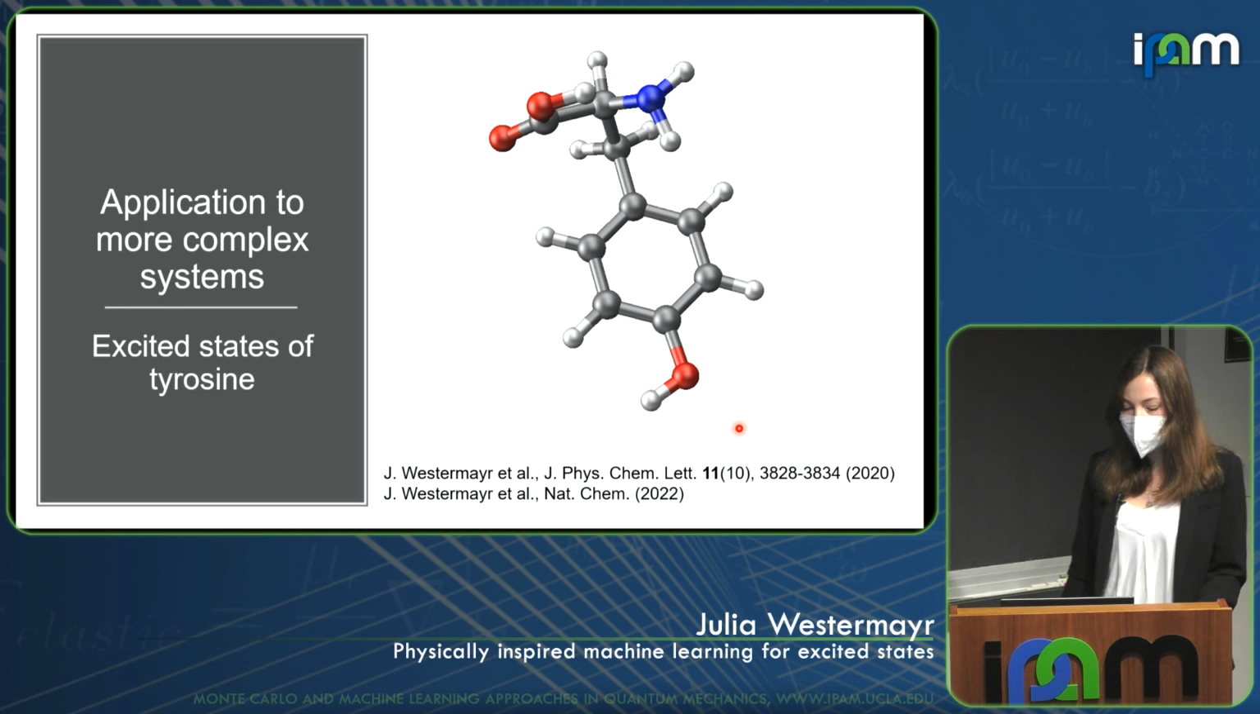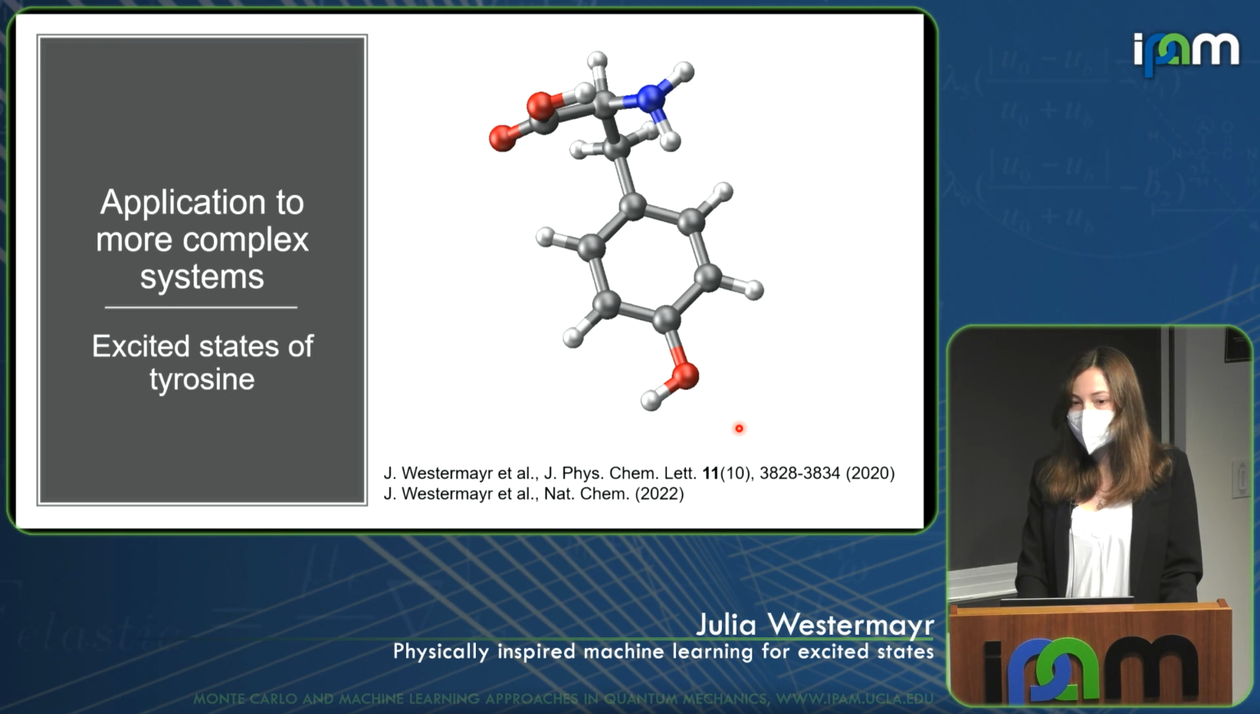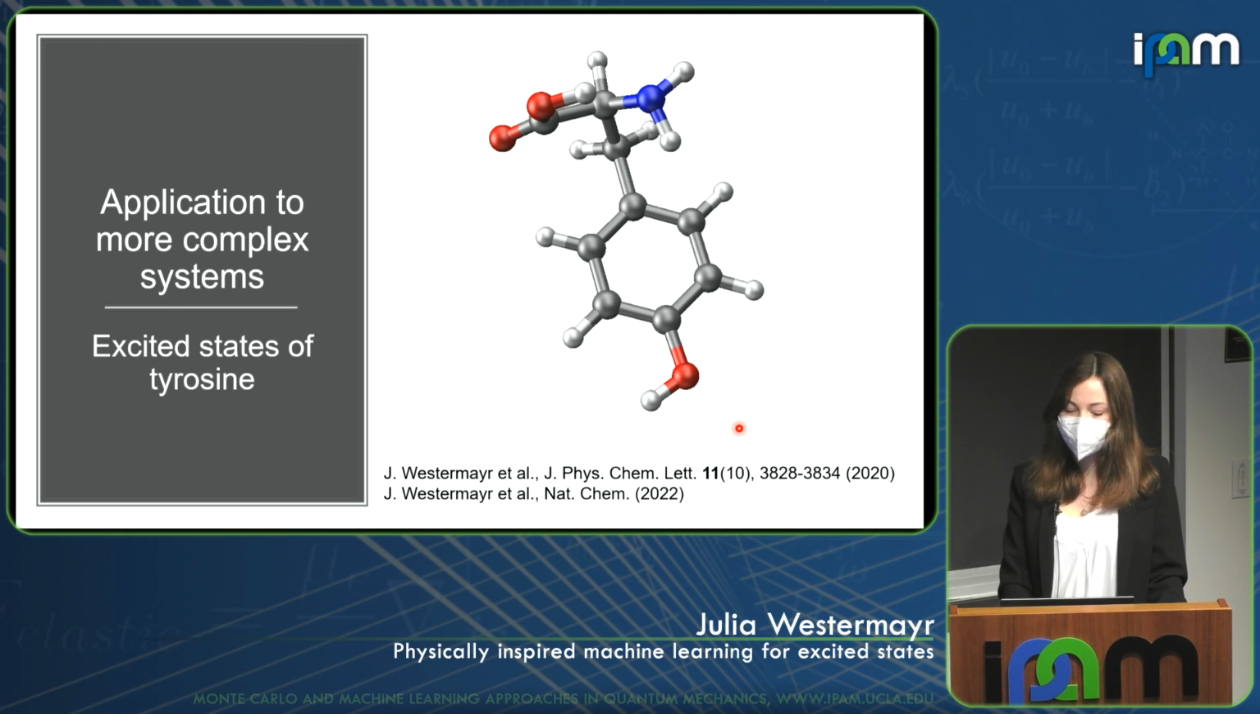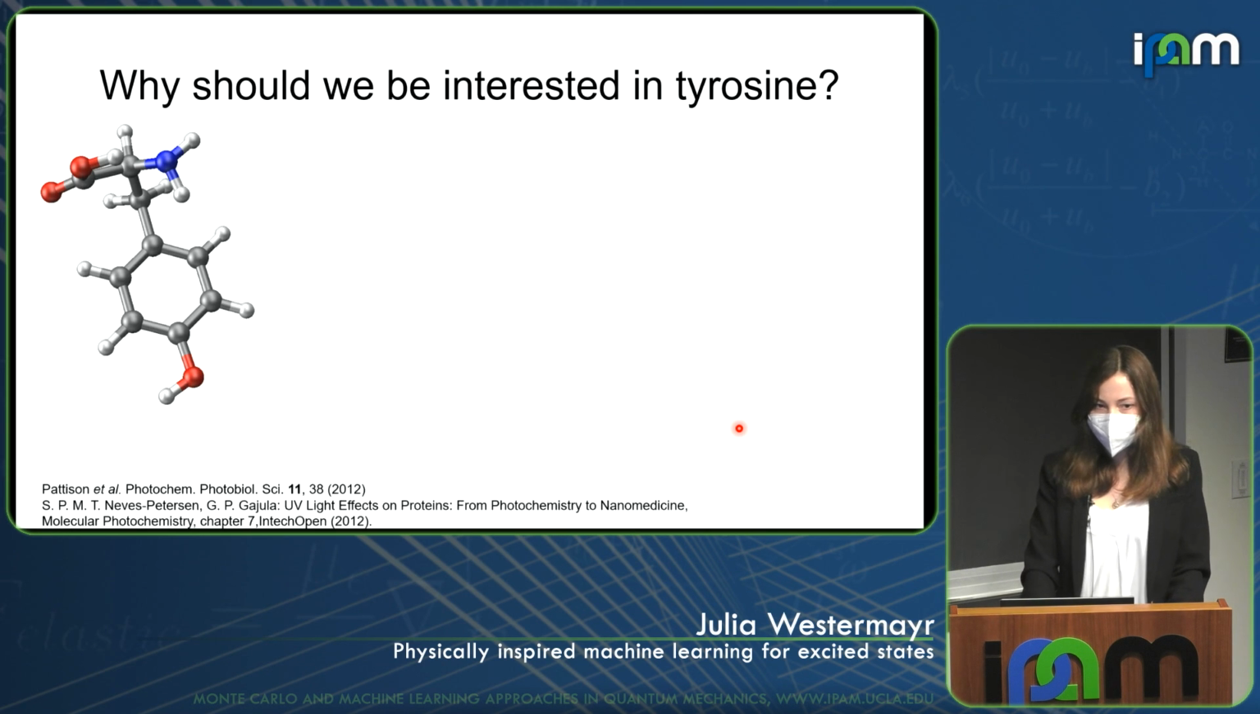So in the end, we had a setup that worked quite well, and we wanted to apply it now to a more complex system. And the system that we wanted to study was the amino acid tyrosine. So why should we be interested in tyrosine?